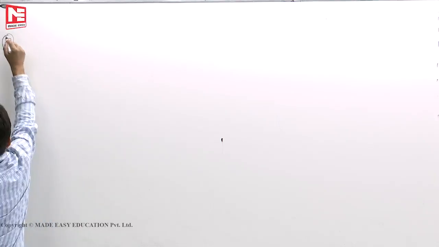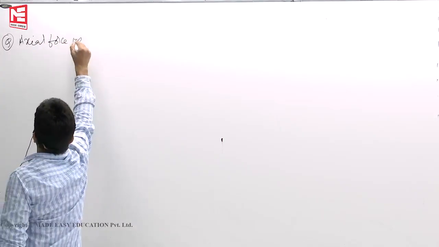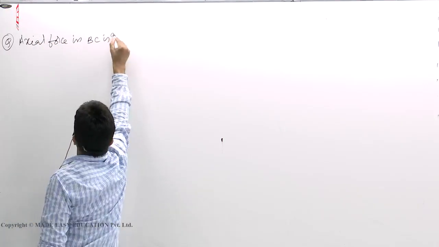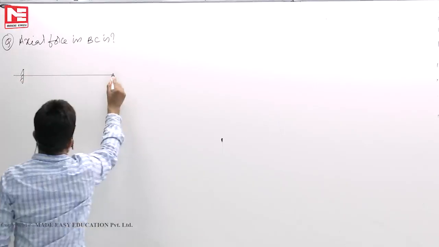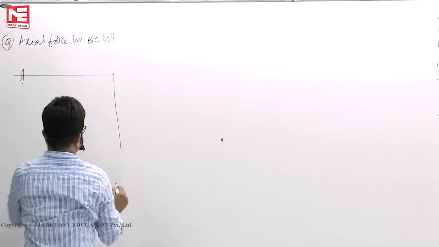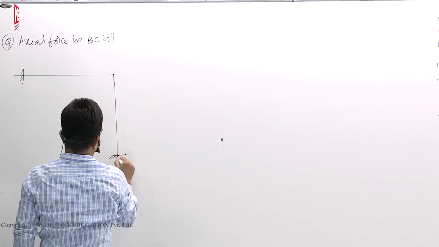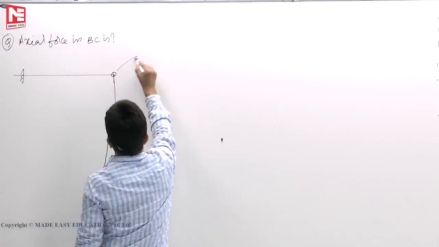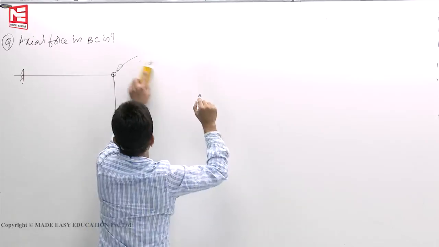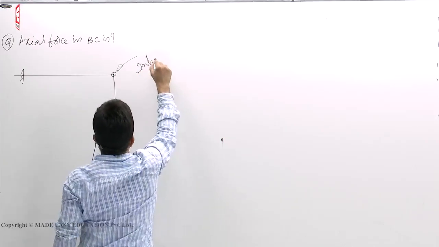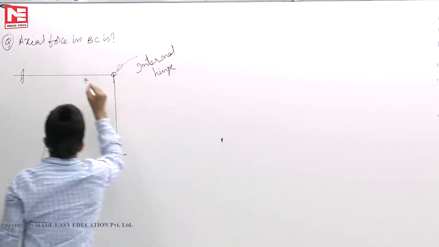Next one is this one. Axial force in BC is... Assume that this is a floating hinge. Internal hinge we can write, because not floating, simply internal hinge.